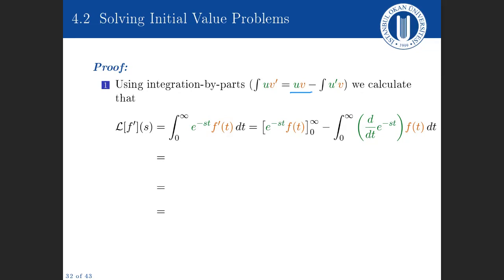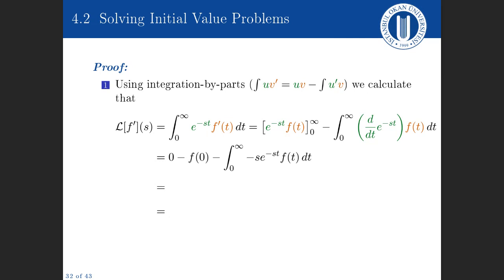And I've been a little bit lazy here. When I do an integral from 0 to infinity, really I mean the limit as r tends to infinity of the integral from 0 to r. I'm just being a little bit lazy. I assume you know what I mean here. Minus the integral from 0 to infinity. We differentiate the green function and we integrate the orange function. It's easy to differentiate an exponential function.